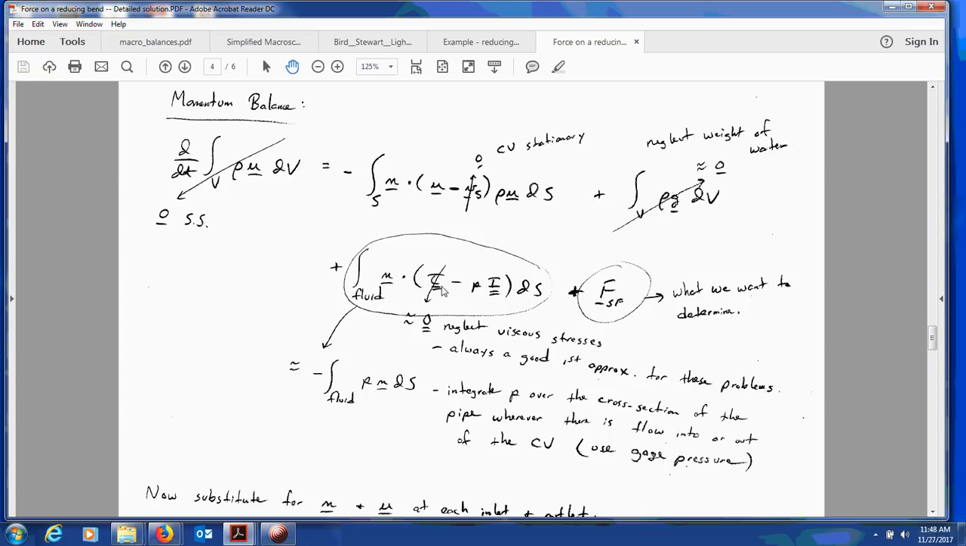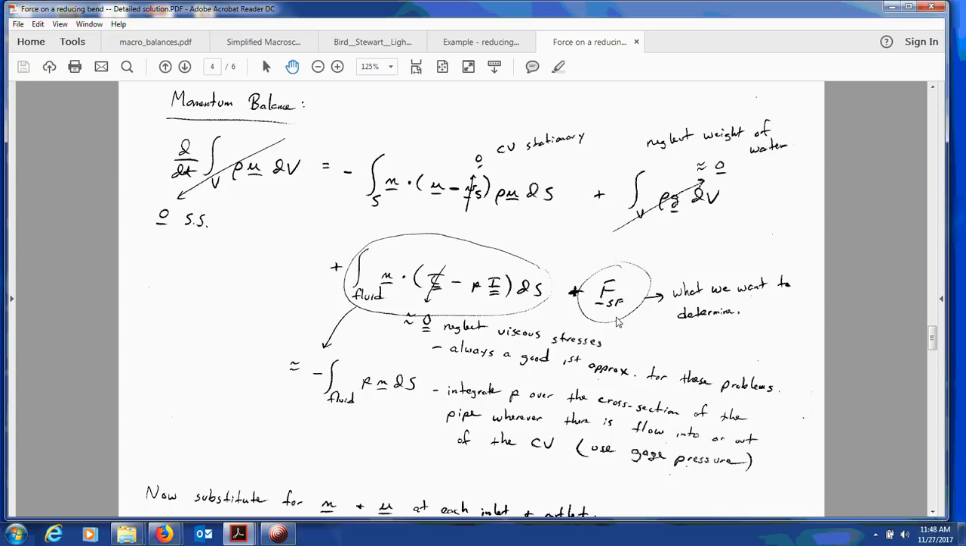the stress integrated over the cross-sectional area for every inlet or outlet. So this is the force exerted by the fluid outside the control volume at any inlet and outlet, plus the F_SF, the force of the solid on the fluid. This is what we want to determine. This is the force that the flange bolts exert on our system.